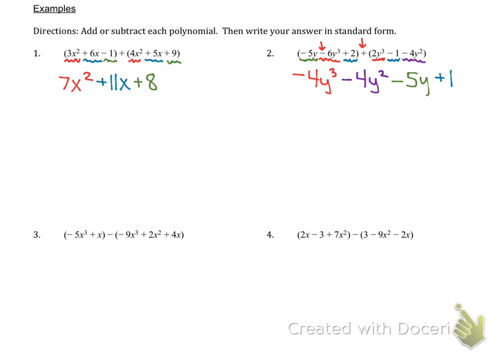Now number 3, for this one I'm subtracting. Now these ones work a little bit differently. What I like to do is pretend that there is an invisible 1 right here. So I like to think of that as a negative 1. And I distribute this negative 1 to everything in the parentheses to the right.